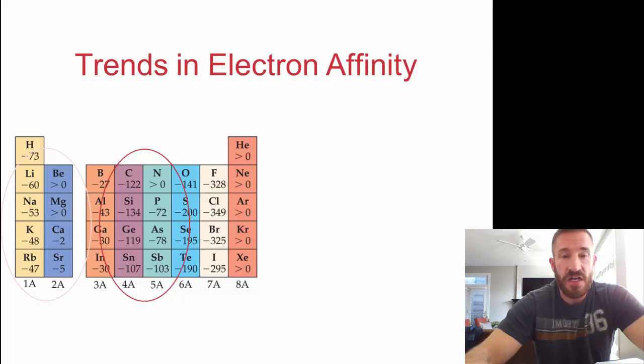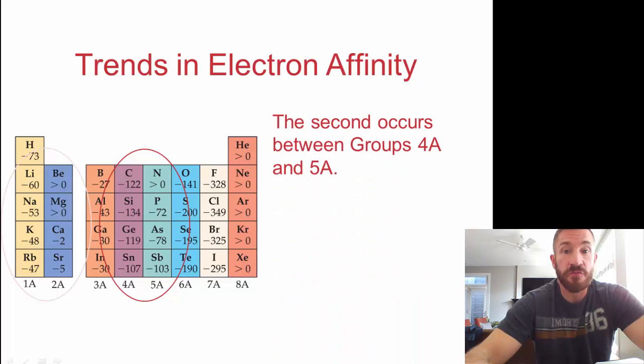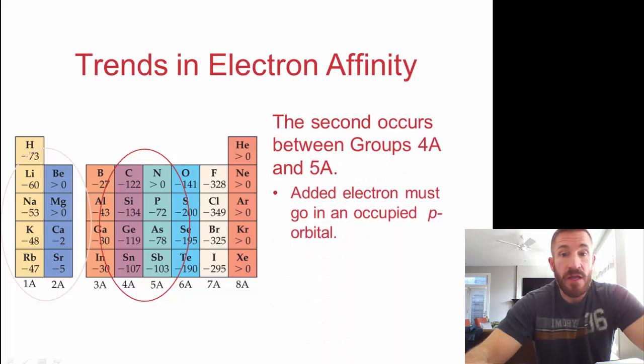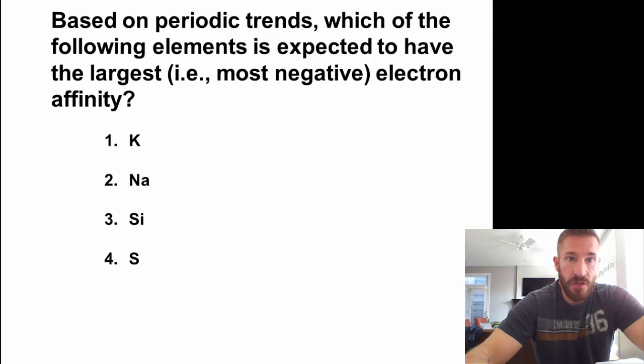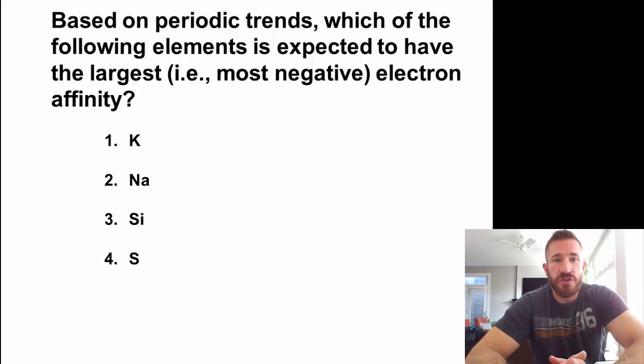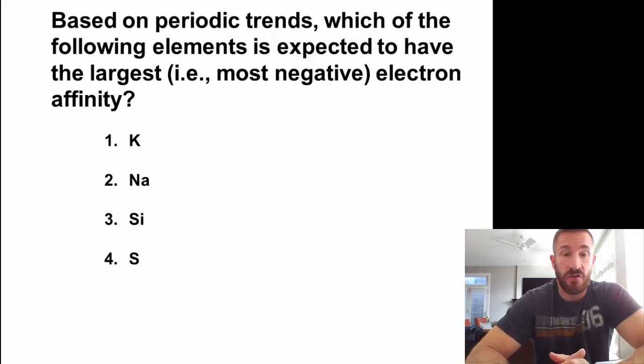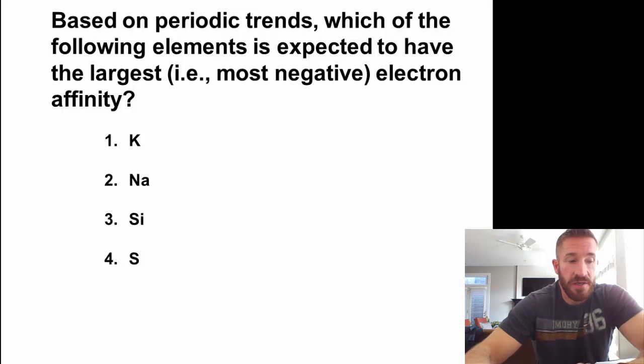And then the other discontinuity you see is between groups 4A and 5A. At that point the added electron must go into an occupied p orbital, and there's a little bit of repulsion. So based on the periodic trends, which of the following elements is expected to have the largest, most negative electron affinity? So you've got potassium, sodium, silicon, and sulfur.